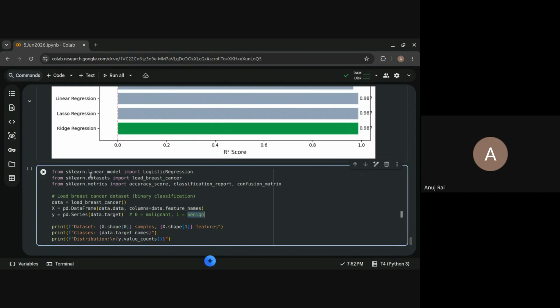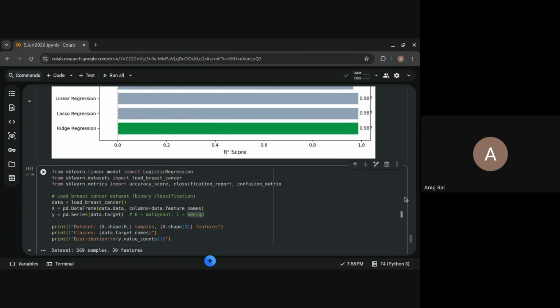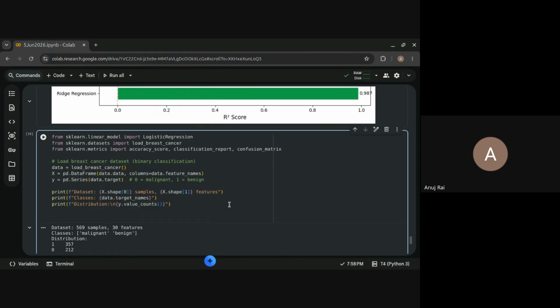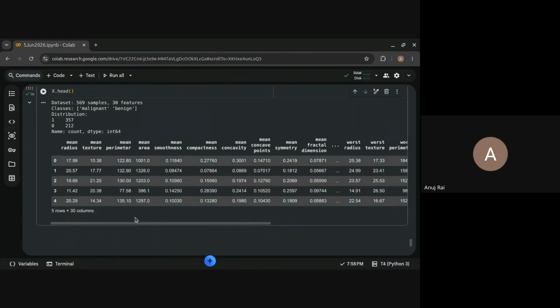Here we can see that there are 369 rows, samples, and 30 features. So there are 30 features for each row, and each row is classified as either malignant or benign. Here you can also see that these are the columns inside the data set.